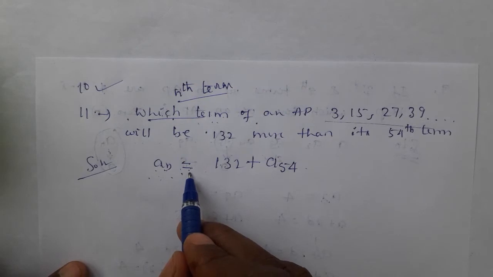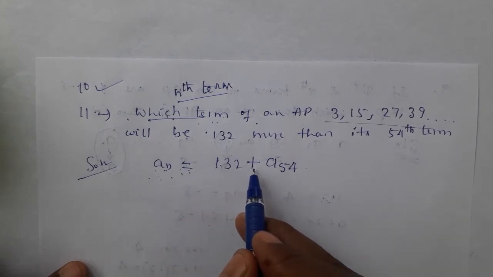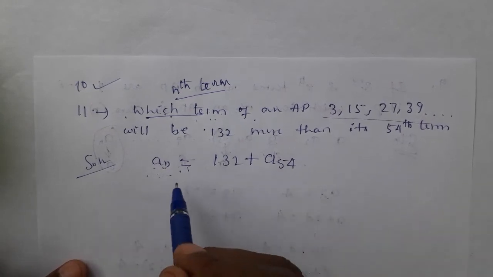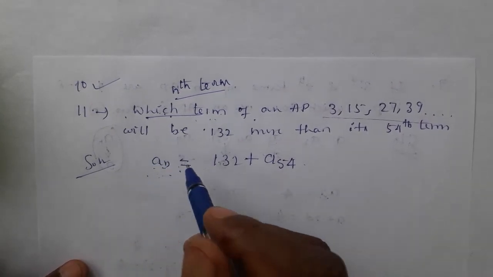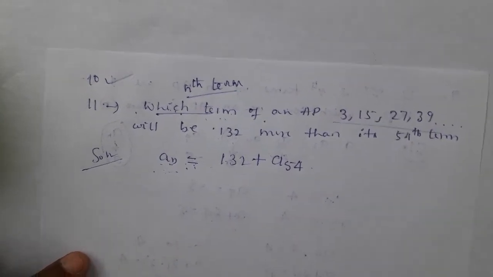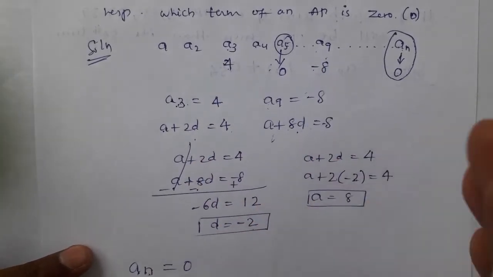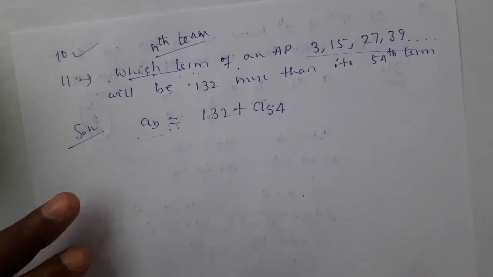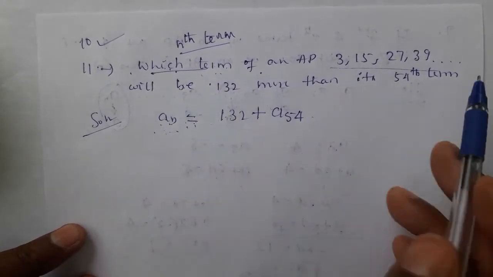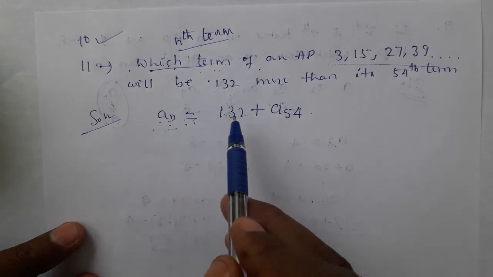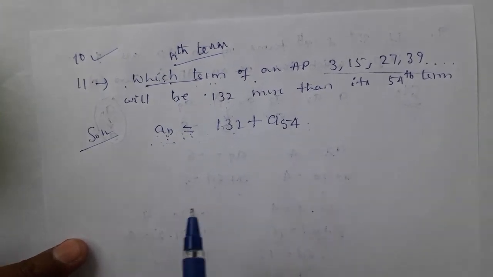The nth term of an AP will be equal to 132 more than the 54th term. This is an equation. In the last two problems, the third term and ninth term were given separately. But here one term and another term are related by some value: one term is 132 more than the 54th.